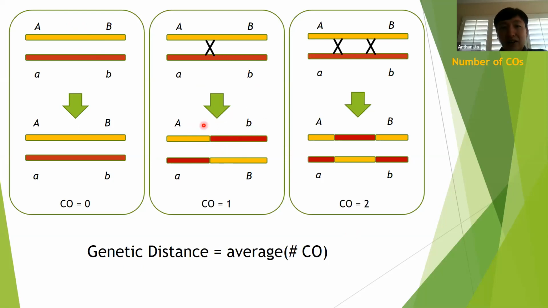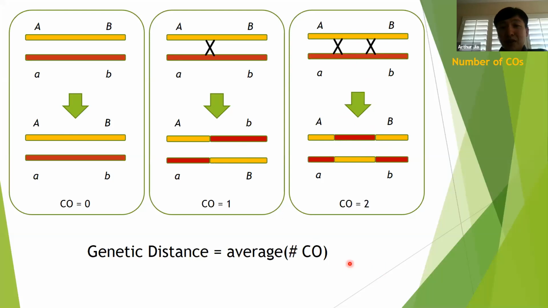So if there's only one crossing over, you're going to see the non-parental type, the recombinants. But if there are 2 crossing overs, although this is very rare, it could happen. If there are 2 crossing overs occurring between A and B, you're going to see the parental type again, which means you don't see any recombinants.